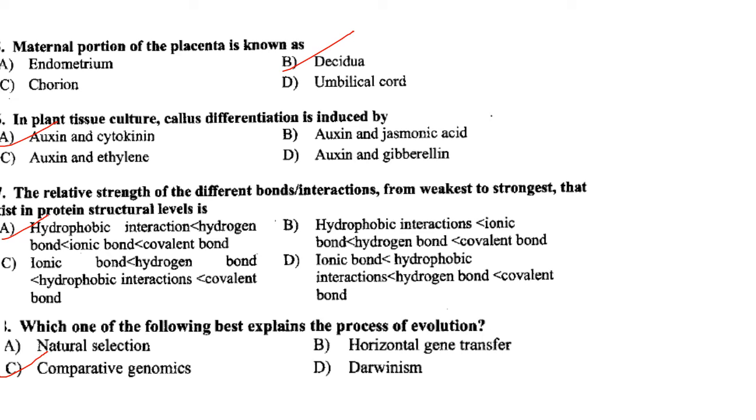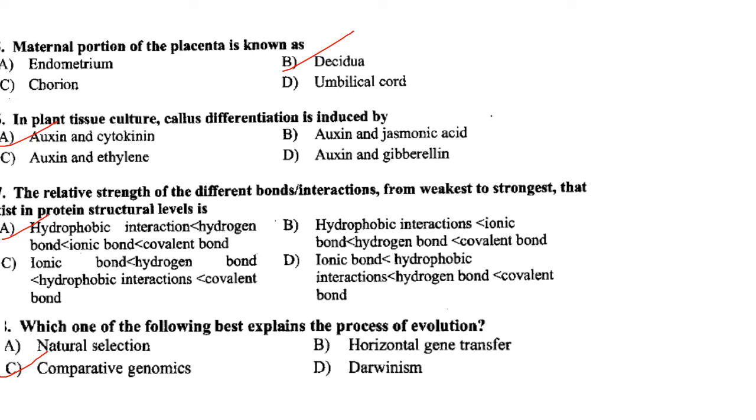So the placenta is a feto-maternal organ. The fetal portion of the placenta is known as villus chorion, and the maternal portion is known as decidua basalis. So the answer is option B, that is decidua. In plant tissue culture, callus differentiation is induced by auxin and cytokinin hormones.